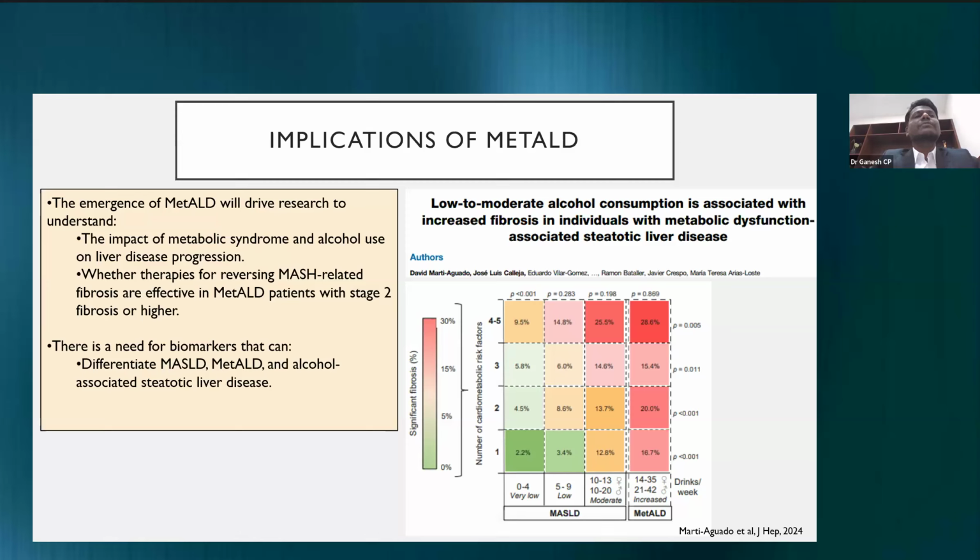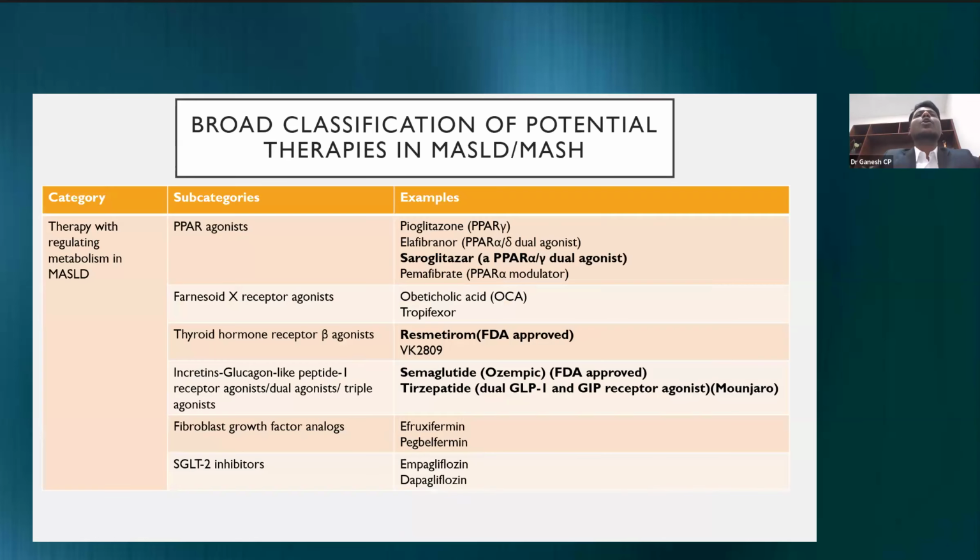So what will be the use of these drugs in the patients with MetALD? We will get it. And with the introduction of this new term, there is also the need for the introduction of biomarkers to differentiate between these two entities. So what are the broad classifications of potential therapies which we have in MASLD?